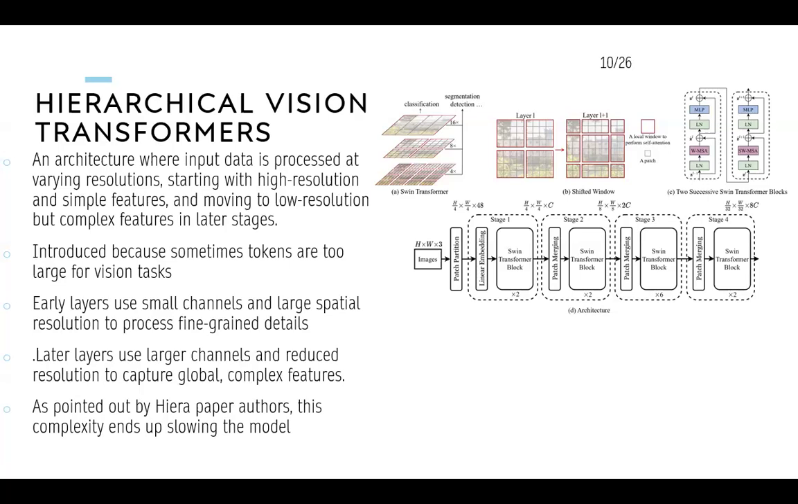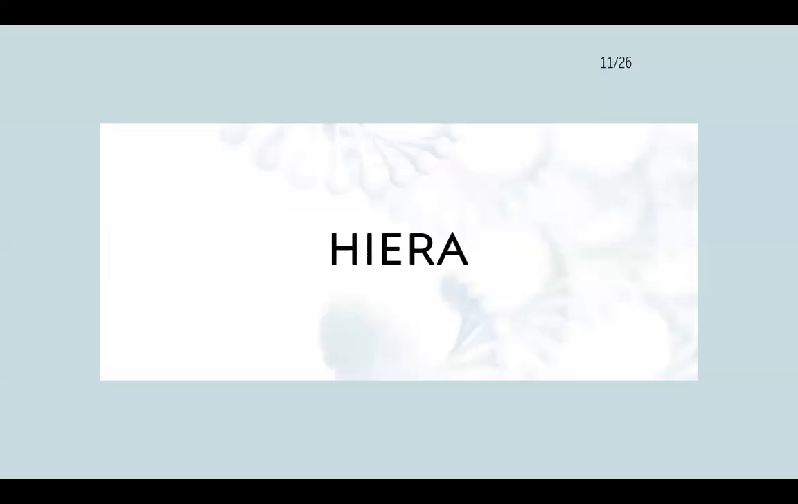However, the main problem with introducing this concept to transformers is that they end up becoming very slow. As you can see over here, as pointed out by the Hiera paper authors, the complexity that gets built up ends up slowing the model by a great deal. And so really the problem that Hiera aims to solve is how can we make a hierarchical vision transformer which captures all those fine-grained details of those images, but still doesn't take a very, very long time to run. And that's where we introduce Hiera.